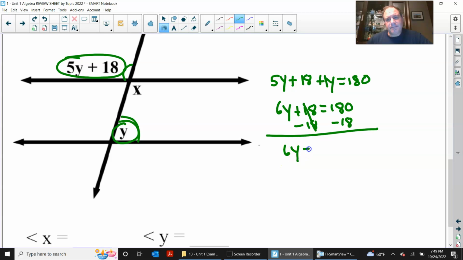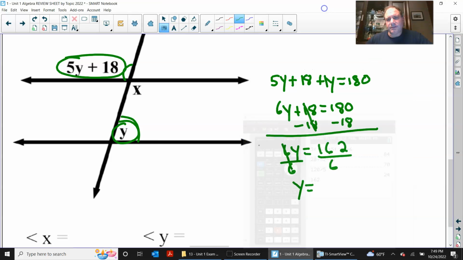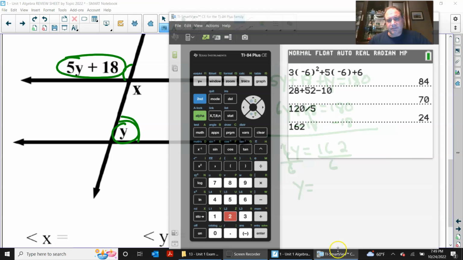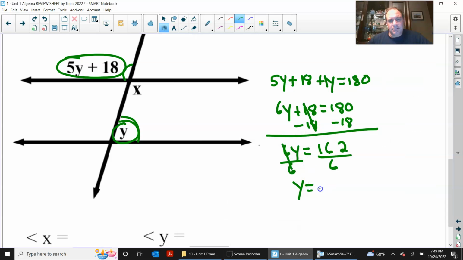You have 6y equals 162, and you divide by 6. You get y equals 162 divided by 6, which is 27. So angle y is 27 degrees.